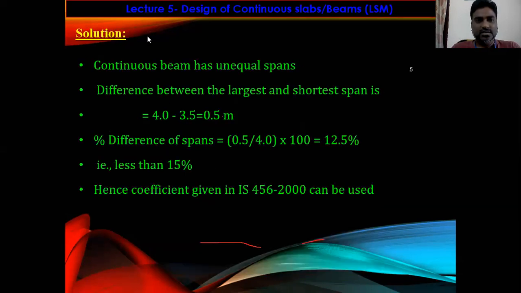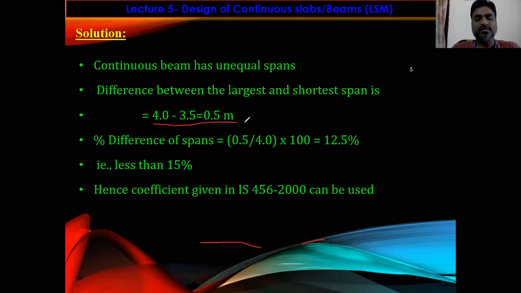So here the difference is 4 minus 3.5, which is 0.5 meter, and 15% of the longest span of 4 meters is to be compared. The difference between these spans is 0.5 by 4 into 100, which gives 12.5%, and this is less than 15% of the longest span. Therefore, all three limitations are satisfied.